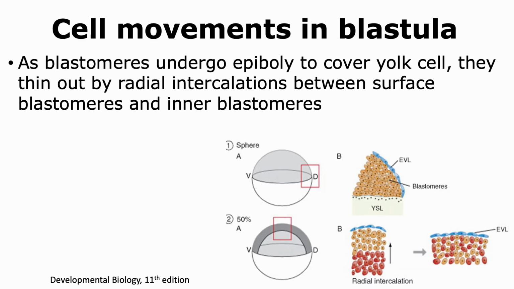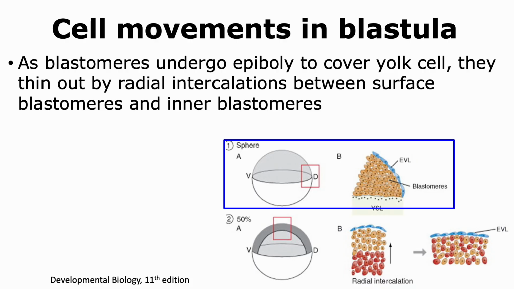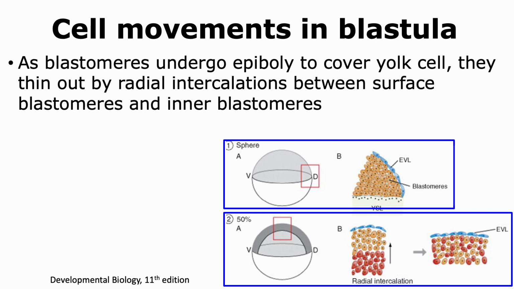Now, as the blastomeres undergo epibole to cover the yolk cell, I already mentioned that they tend to thin out through intercalations, and this is through the radial intercalations. So, when we look at a portion of the embryo before epibole begins, we can see the blastomeres and the EVL section. Now, once epibole begins, we can actually see how the intercalation occurs.